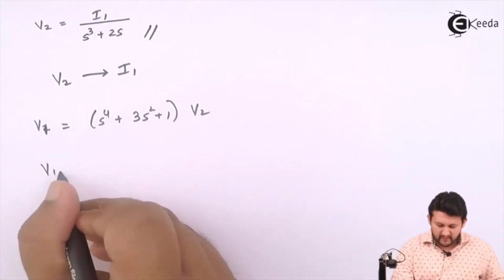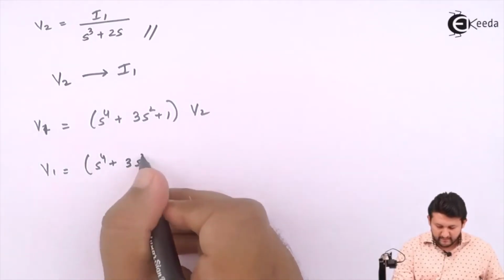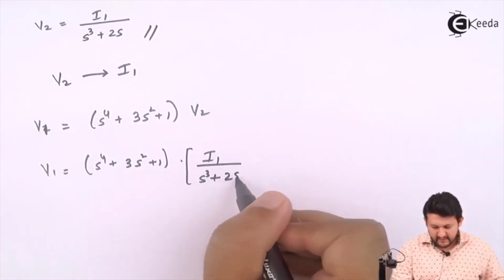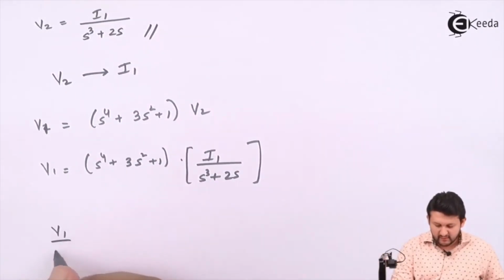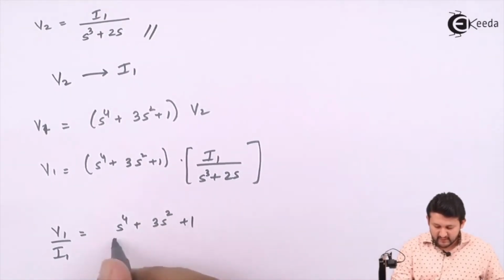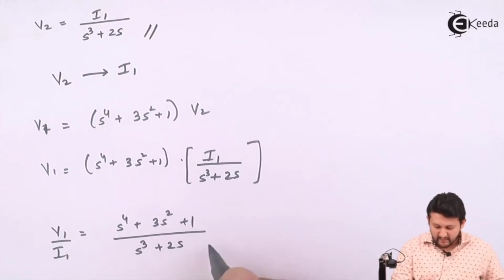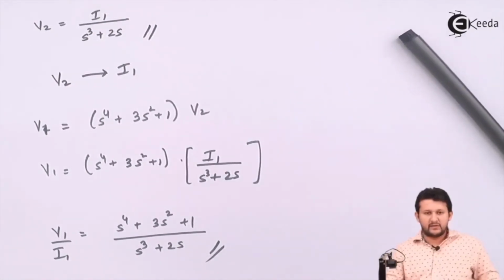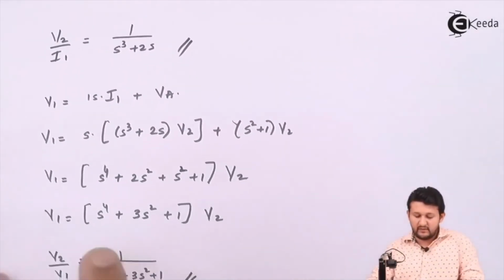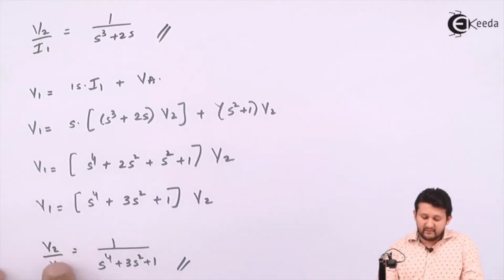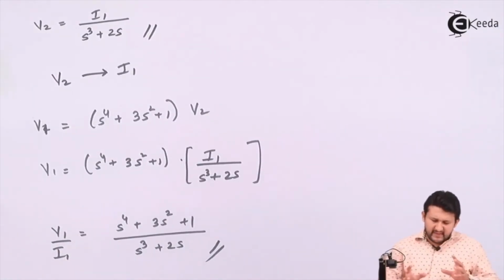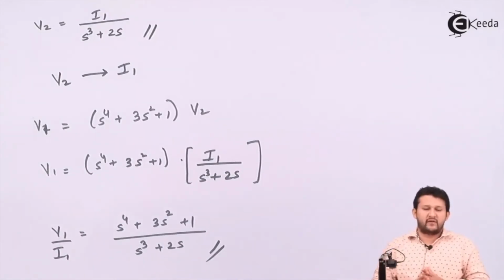So put the value of V2 over here. This will be equal to S⁴ plus 3S² plus 1, and the V2 value is I1 upon S² plus 2S. Shift this over here, so we need V1 upon I1. The final equation will be S⁴ plus 3S² plus 1 upon S² plus 2S. That will be it. Ultimately, I had to get three: one was V2 upon I1, second was V2 upon V1, and third was V1 upon I1. So it is just like interchanging the terms.